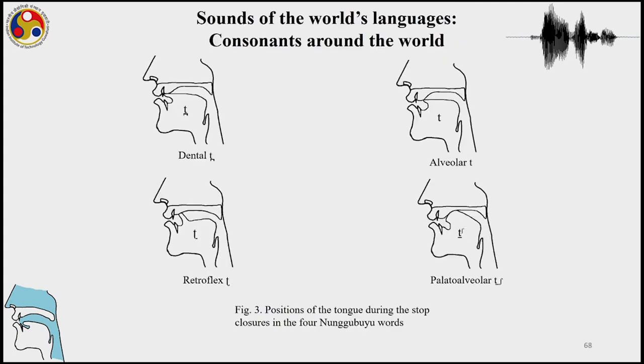So talking about contrast in the coronal region, we have languages like Nungubuyu, where the stop contrast can be seen among the dental, alveolar, retroflex, and palato-alveolar. These are the gestures that you see here for the dental, the alveolar, the retroflex, and the palato-alveolar. Even though there are not a lot of languages which contrast the dental with the alveolar, because those places of articulation are quite close in the vocal tract, they are seen in quite a few languages, and here we have one language which contrasts dental and alveolar and retroflex and also a palato-alveolar.